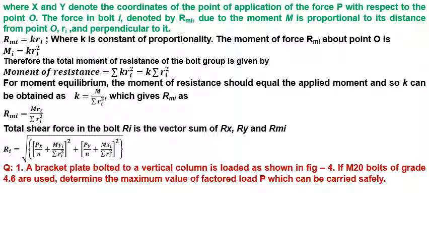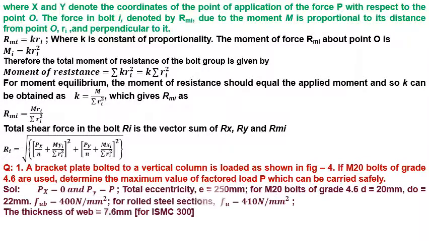Now we take one numerical. A bracket plate bolted to a vertical column is loaded as shown in figure. M20 bolts of grade 4.6 are used. Determine the maximum value of factored load P which can be carried safely. Px equals 0, Py equals P. Total eccentricity E, that means x equals 250 millimeter.